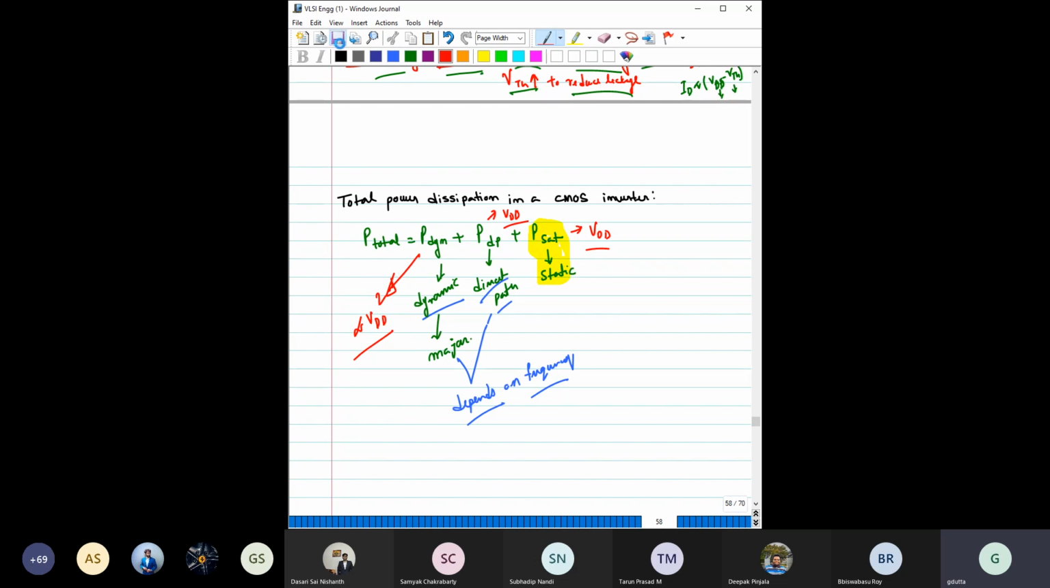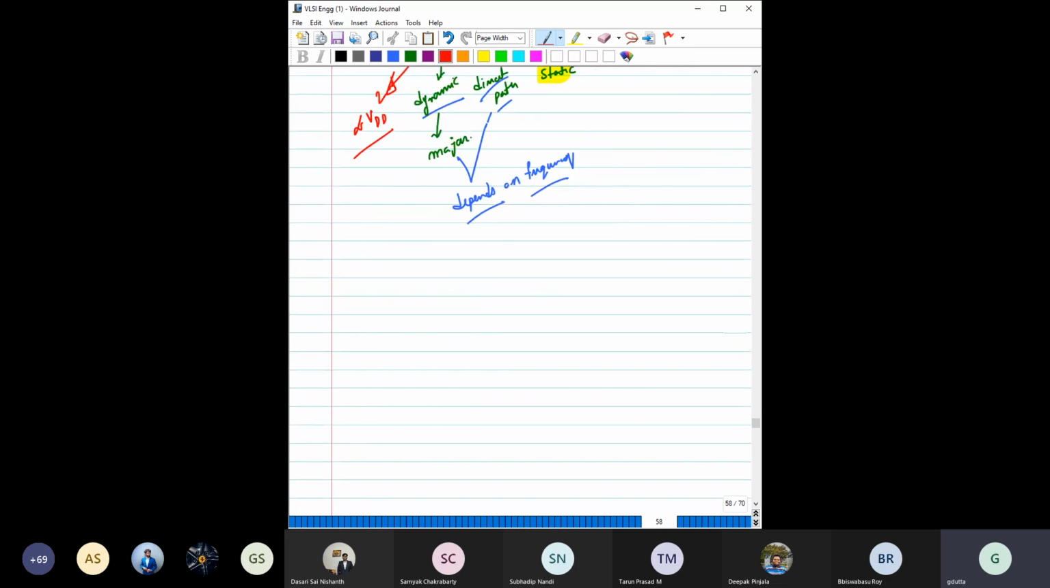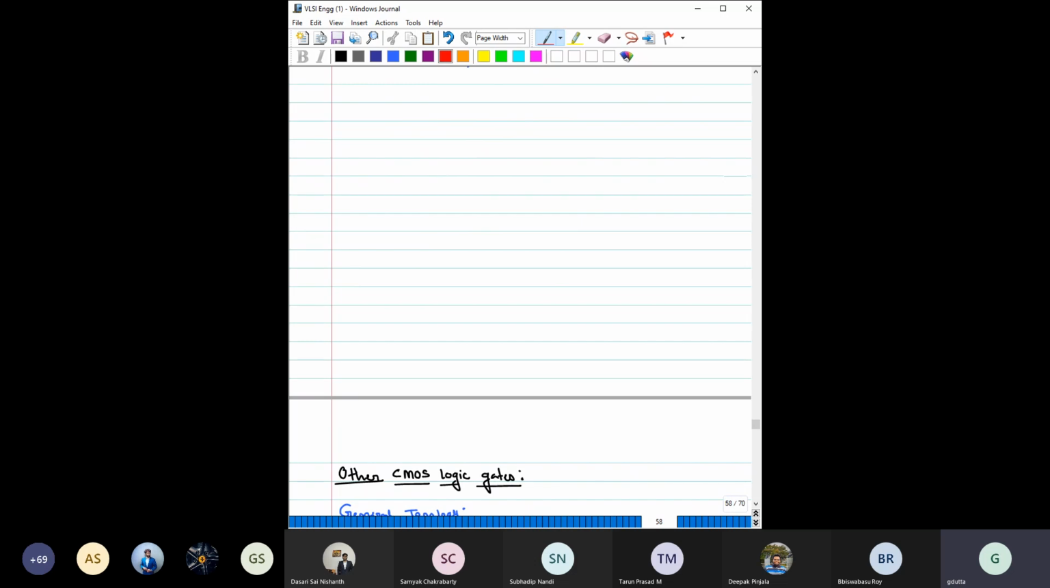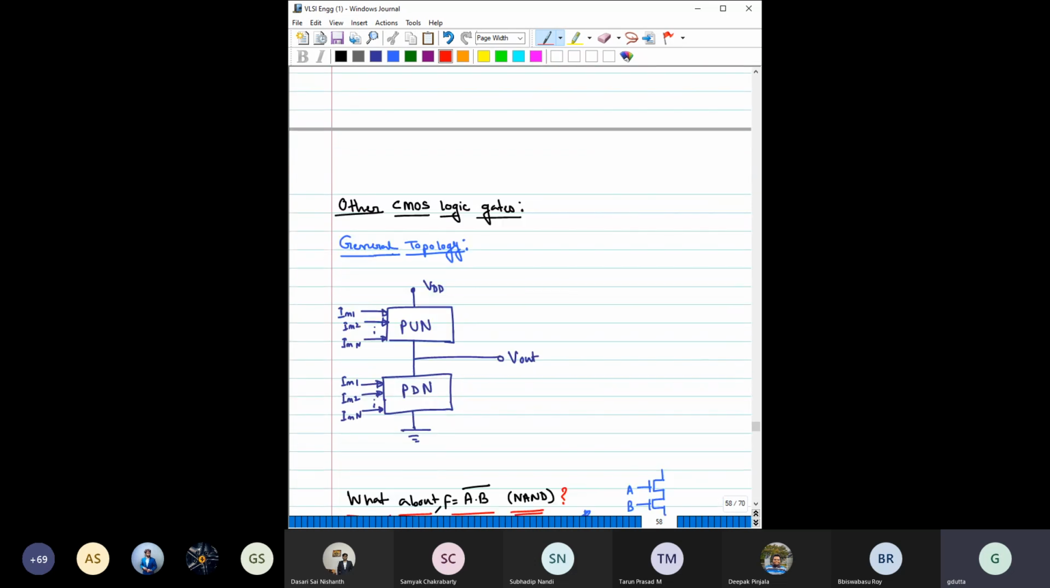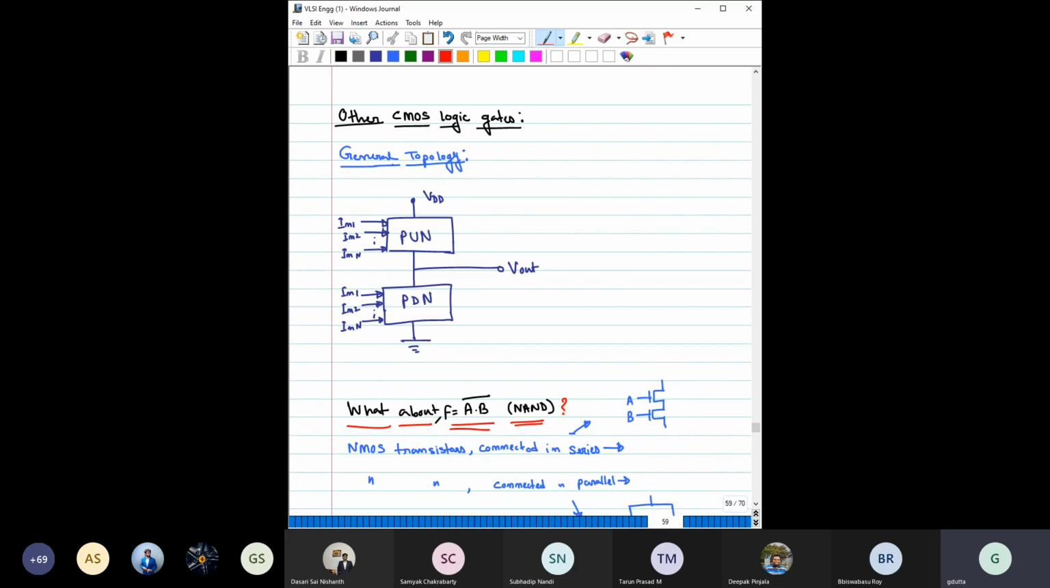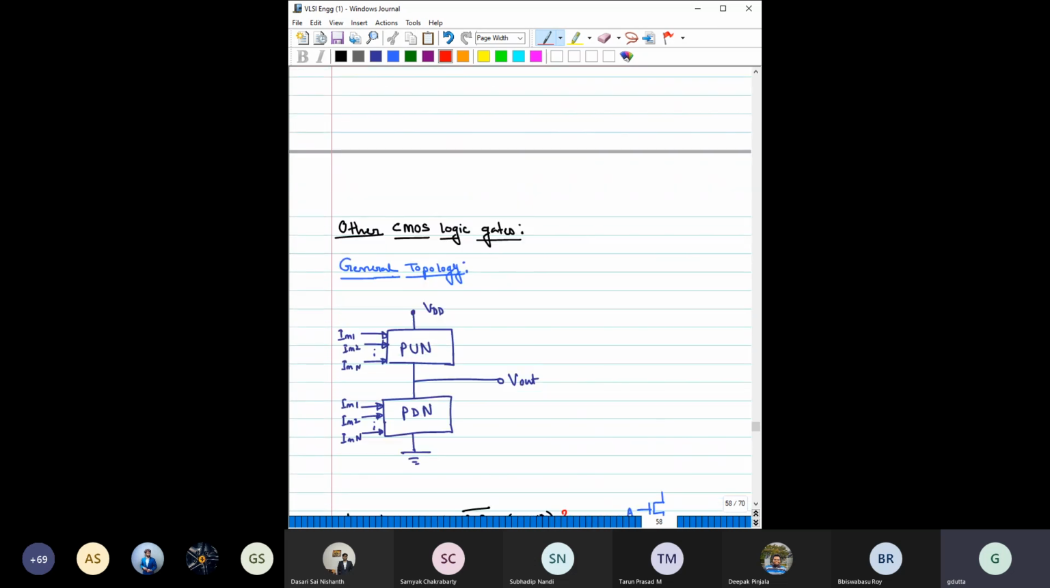Okay, so this was a brief discussion on the power dissipation in a CMOS IC. So let us now change this topic a little bit and discuss something else. So far we have discussed the CMOS inverter, right? So let us also try to focus on the other gates, for example, NAND gate, NOR gate, XOR gate, okay?